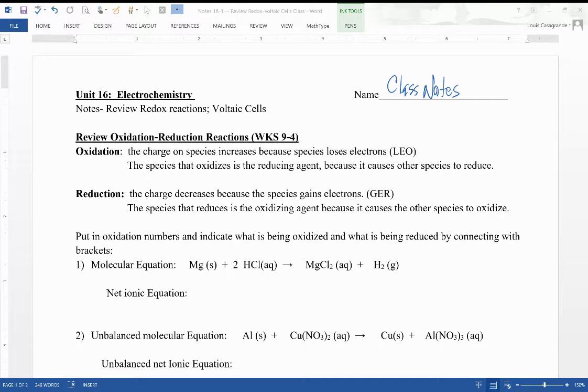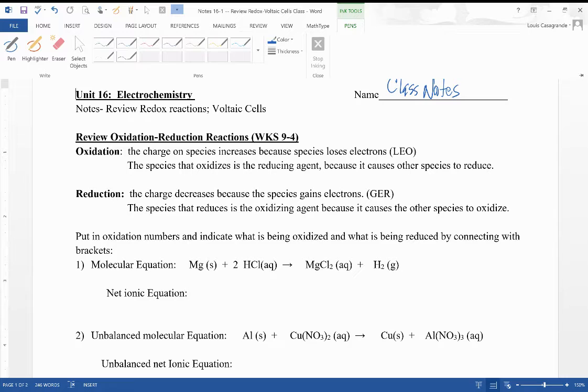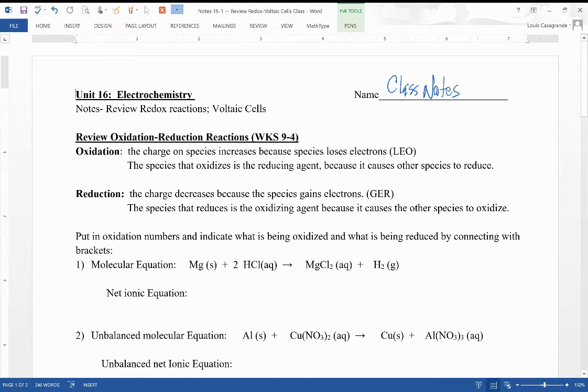Welcome to the start of our final unit for the year, electrochemistry. In electrochemistry, we're going to learn about how batteries work. We're going to learn about electroplating, charging batteries, all sorts of reactions that involve electrons being transferred from one place to another. Now, way back in chapter 9, we had a lesson on oxidation and reduction.